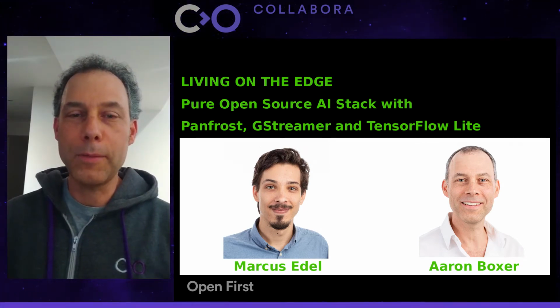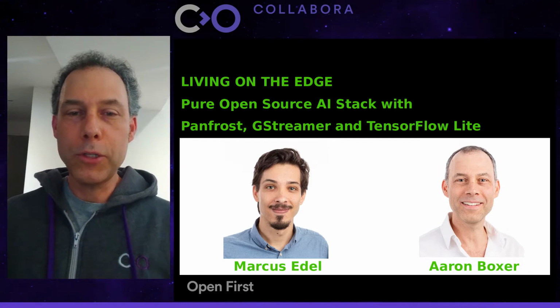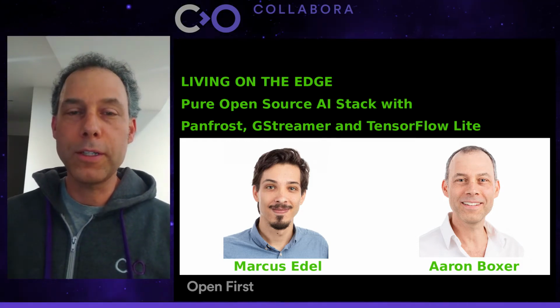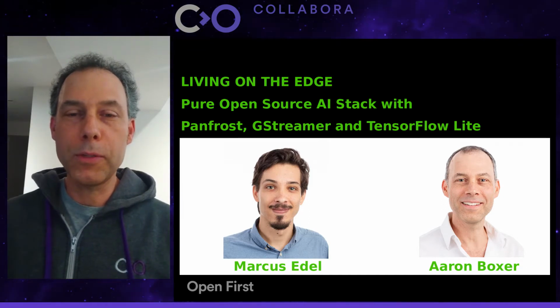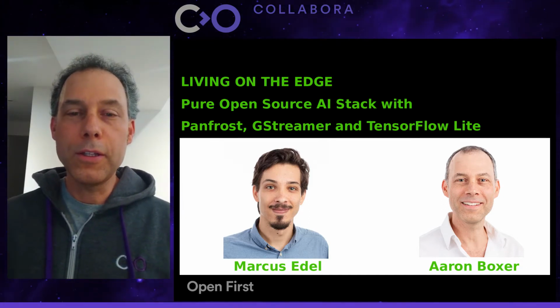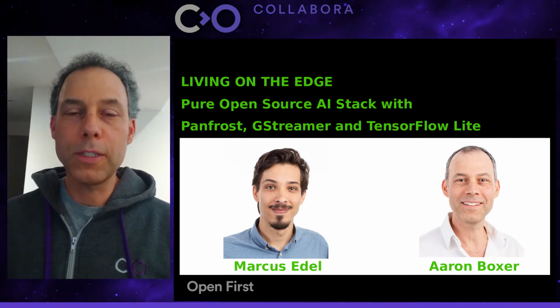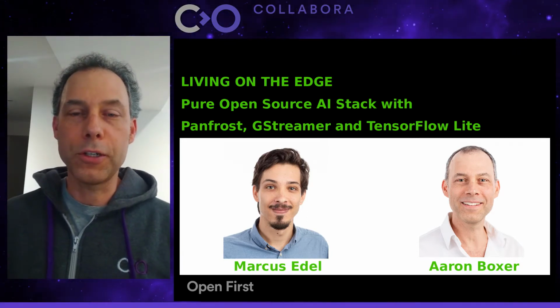My name is Aaron. I'm a software engineer at Collabora, and I'll be joined by Marcus, who is a machine learning scientist also at Collabora. And today we're going to talk about an R&D project we launched at the beginning of this year to see if we can build a purely open source stack to do AI on the edge.